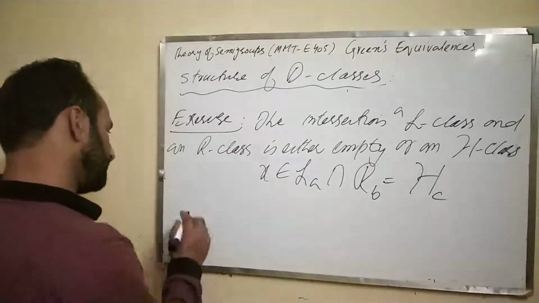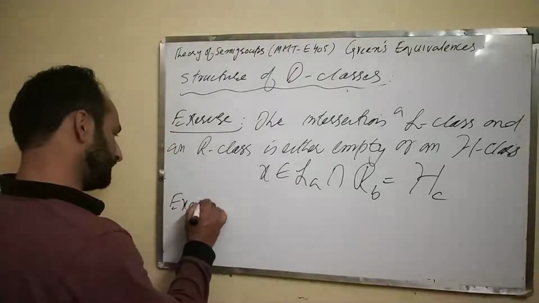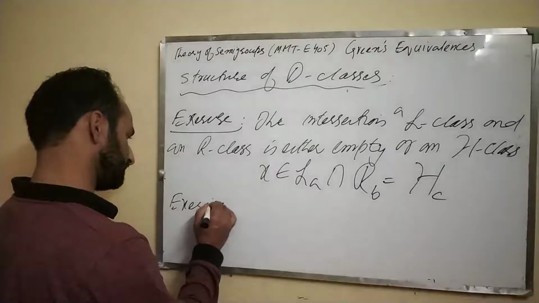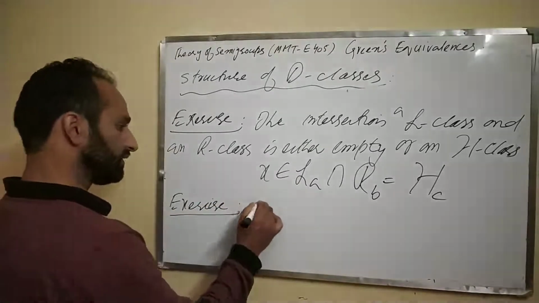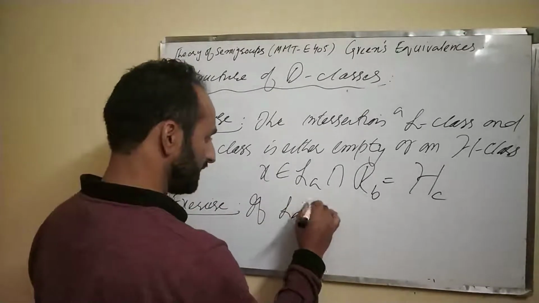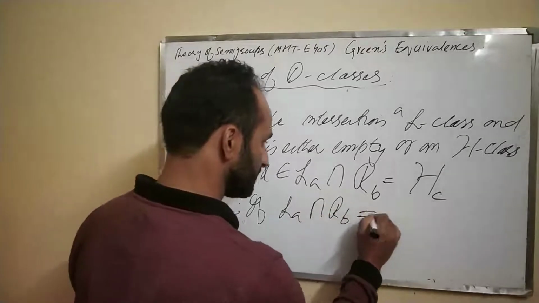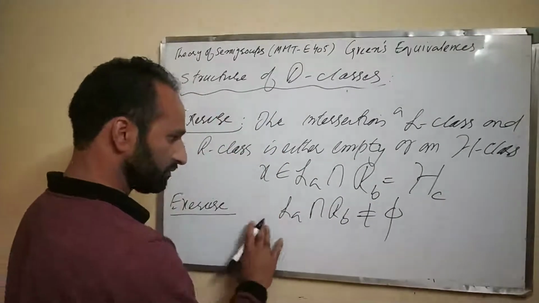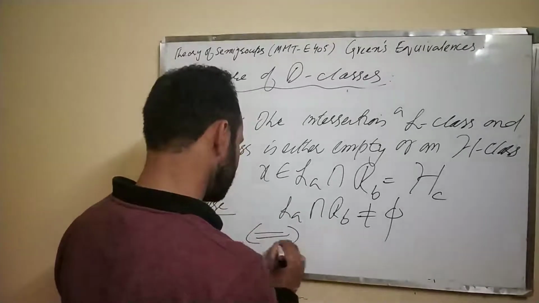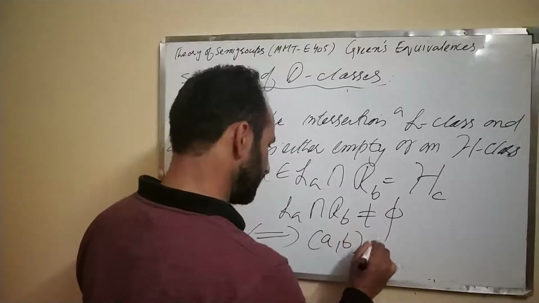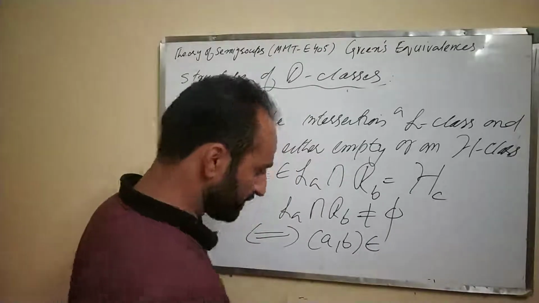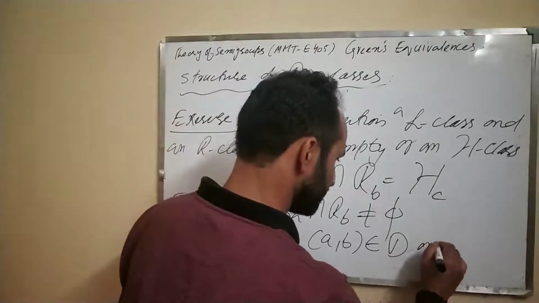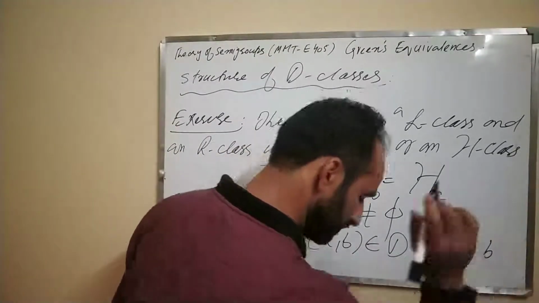Okay, and one more exercise. L_a intersection R_b is non-empty if and only if a and b are D related, or you can say a is D related to b.